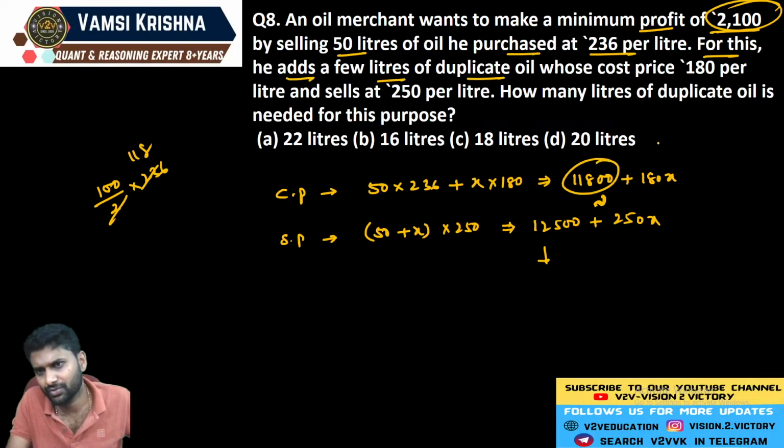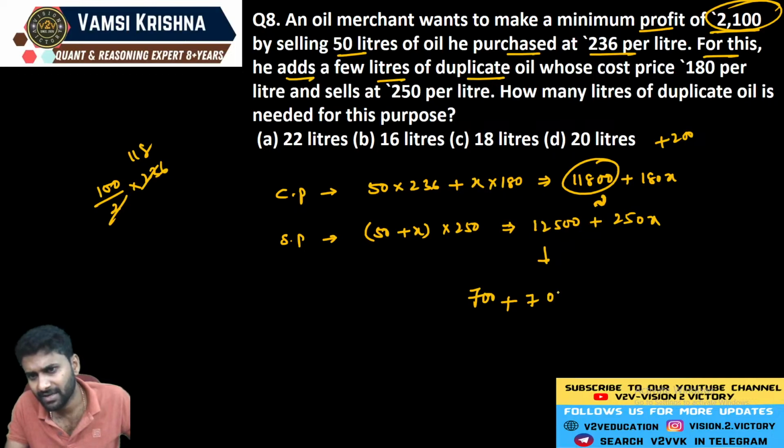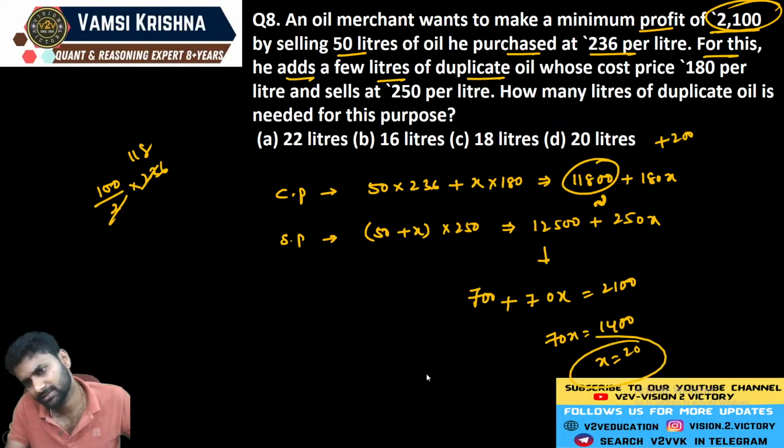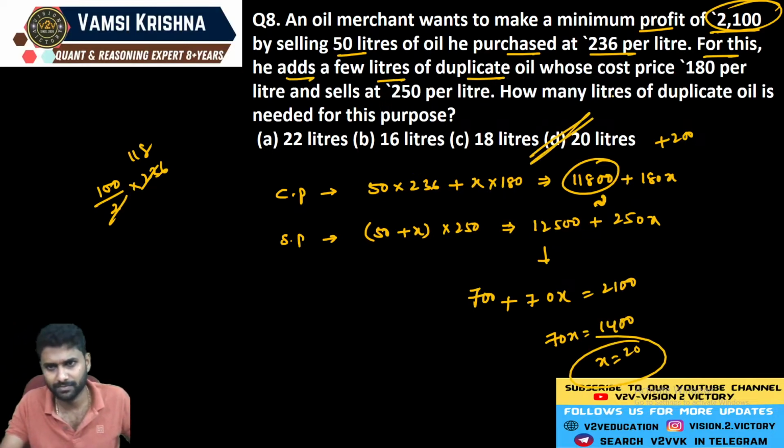So the total value is 700. Now 250 minus 180 is 70, so 70x is exactly equal to 2100. Now 70x is exactly equal to 1400, then x is equal to 20 liters. Make it simple.